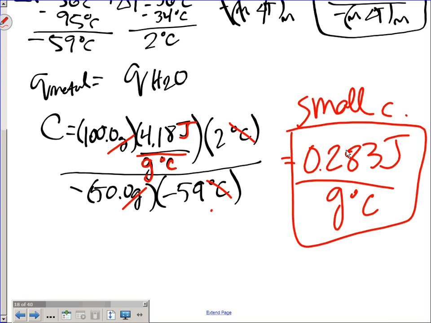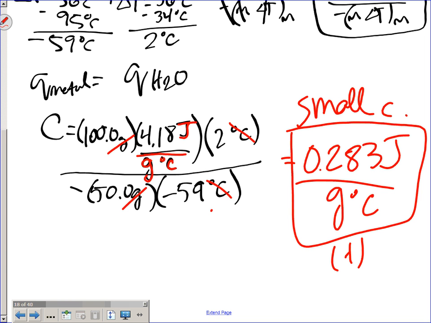Say again? Wouldn't that be considered negative? The specific heat capacity will never, ever be a negative value. The heat can be negative and the temperature change can be negative, but that itself is an inherent quality of the material. It's not a negative value. Good point. So this is always going to be positive. All right, so that one's a little bit more math, but it's not too hard, right? You feel okay about that?